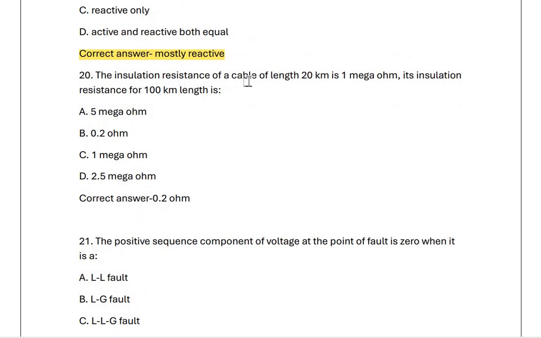20. The insulation resistance of a cable of length 20 km is 1 megaohm. Its insulation resistance for 100 km length is A. 5 megaohm, B. 0.2 megaohm, C. 1 megaohm, D. 2.5 megaohm. Correct answer: 0.2 megaohm.